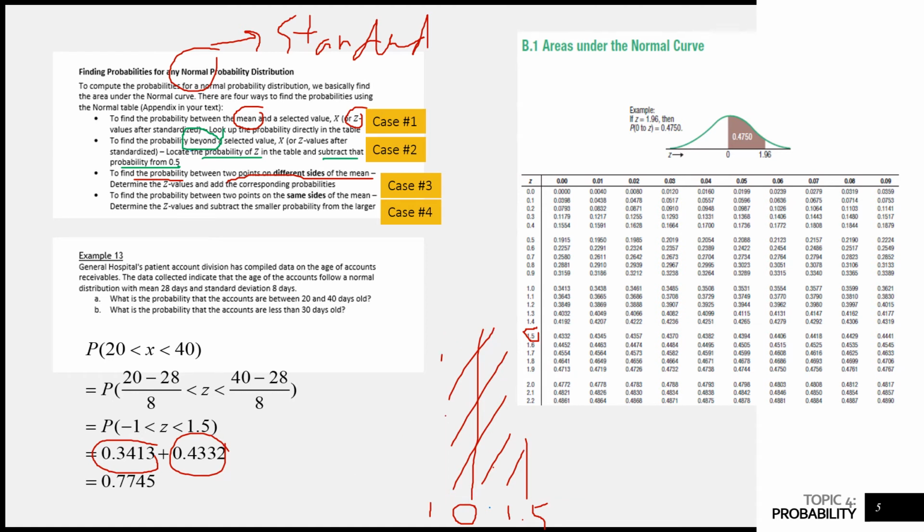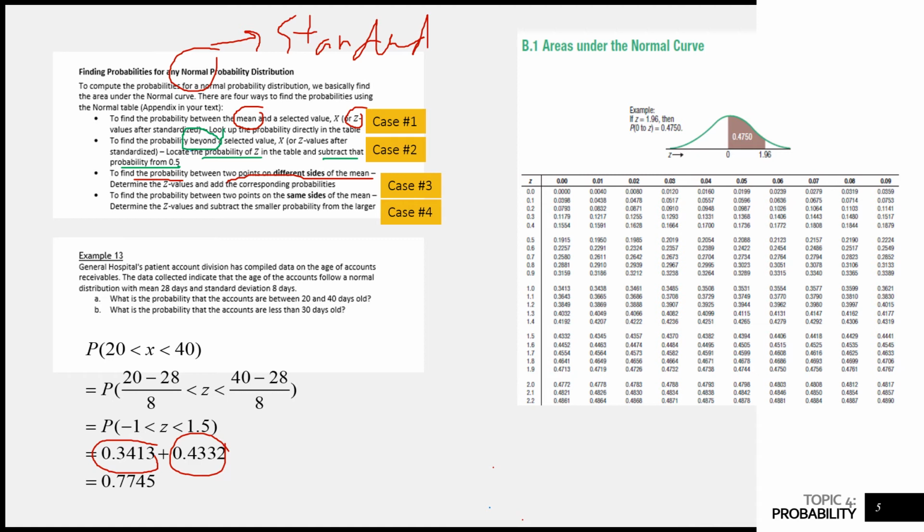Now for the second question, what is the probability that the accounts are less than 30? Now, less than 30, which case is it? Is it case number 1, 2, 3, or 4? Less than is a beyond question. So we're looking at case number 2. So how do you do that?